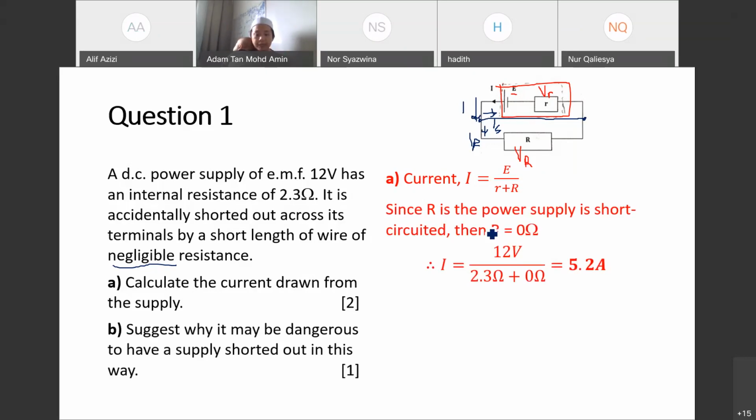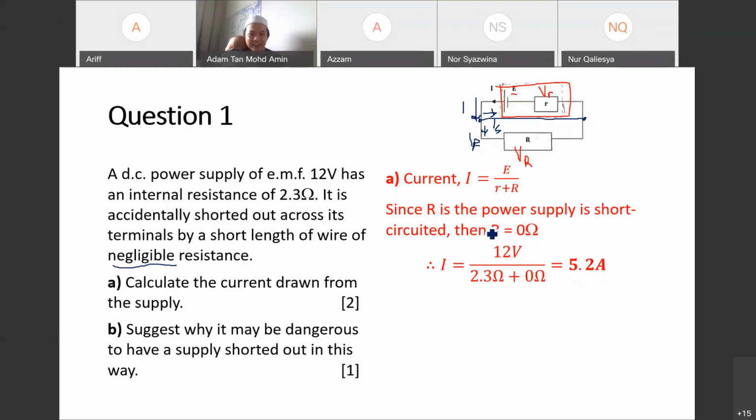Suggest why it may be dangerous to have the supply shorted out in this way. Who wants to argue? Why it may be dangerous to have a supply shorted out in this way? Anybody? No way? Answer. It is dangerous. It's always dangerous. Why? Because with no challenge, you'll be laid back. No challenge in life, so you'll be in your comfort zone. You won't be improving yourself. Whoever answers, knock on the head a bit.